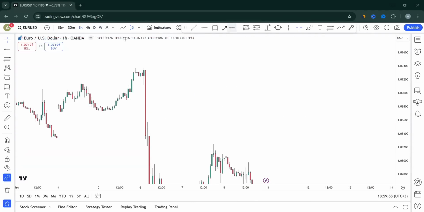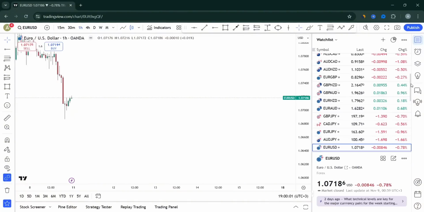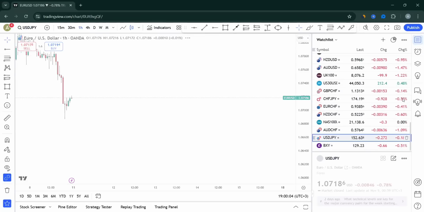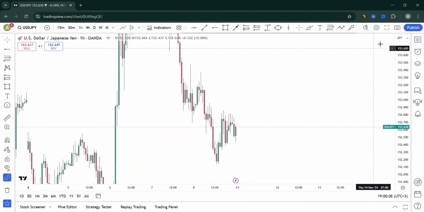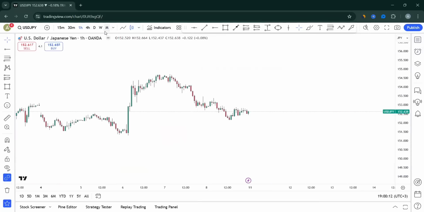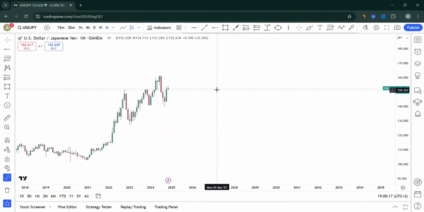Now, let me just remove this. Now let's go, and you can pause this video now. I've done two examples. Now I want you to analyze USD JPY. Okay. USD JPY. Now this is USD JPY. Let me just remove it. Before you watch, just do it on your own and see if you've understood. Okay. Pause it, then come back and see what I've done here.